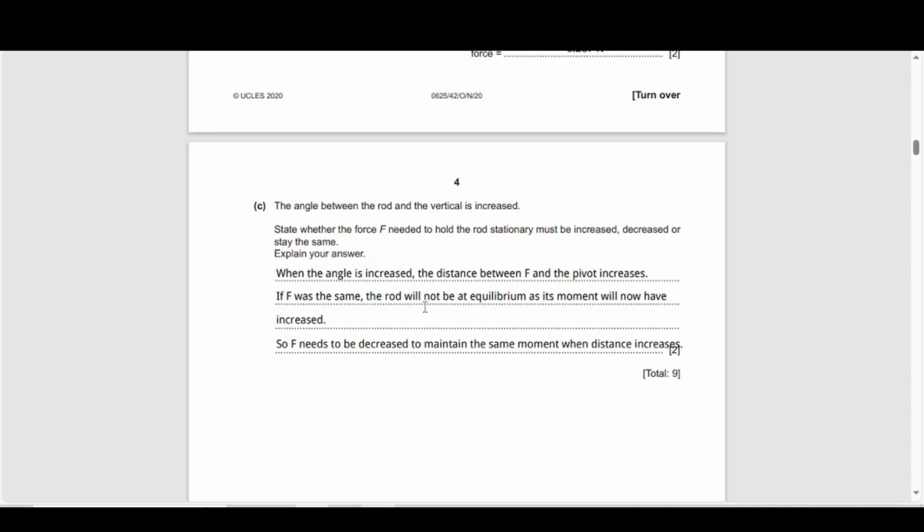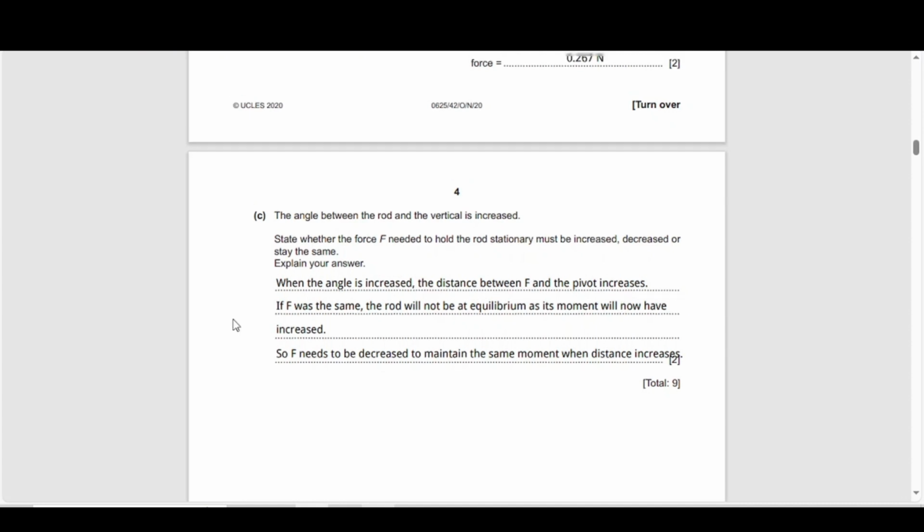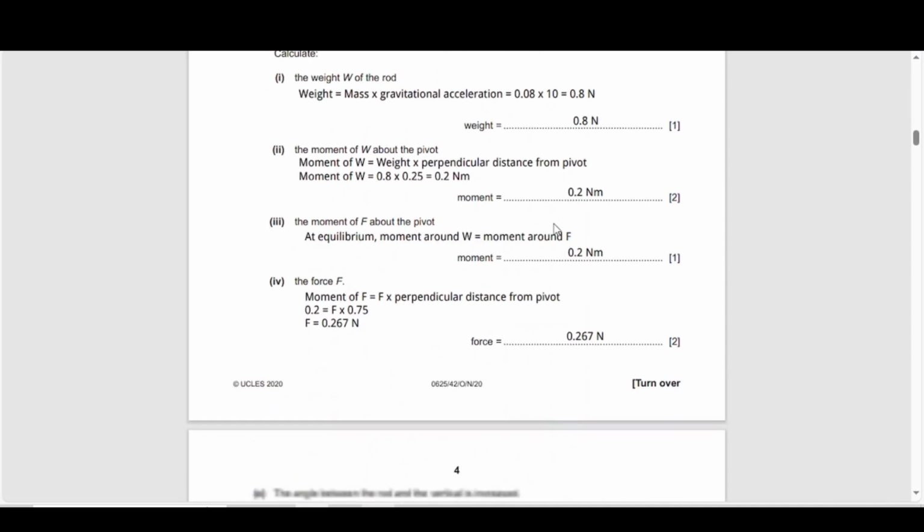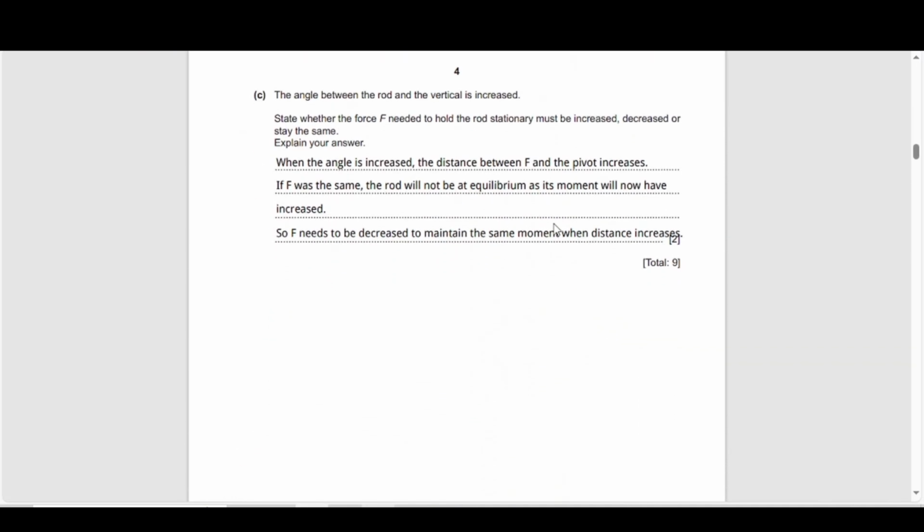So if F was the same, the rod will not be in equilibrium as its moment will now have increased, because if I use the same value of F, it's acting now at a greater distance, while the mass of the rod or its weight will always stay the same, right? Unless you do something to the rod like chop it in half. So if I kept F the same, the rod's then going to start moving in an anti-clockwise direction. So I would have to now adjust F so that it is still keeping it stationary. So F needs to be decreased to maintain the same moment when the distance increases. So you need to decrease F. That is the key concept there.